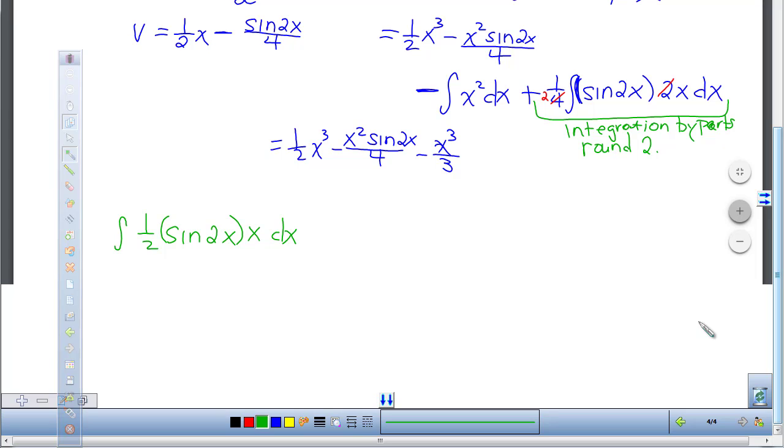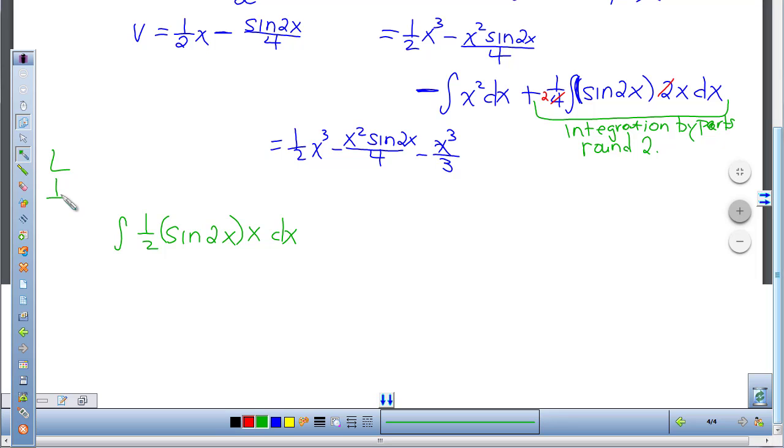Okay, so what do you let u equal? 2x? The whole thing? If we're going to do integration by parts, the 1/2 x or just x, right? Because we can pull the 1/2. Remember the little acronym we had? We said log functions first, inverse functions, algebraic, trig, and then exponential. This is how we decide what u is going to be.